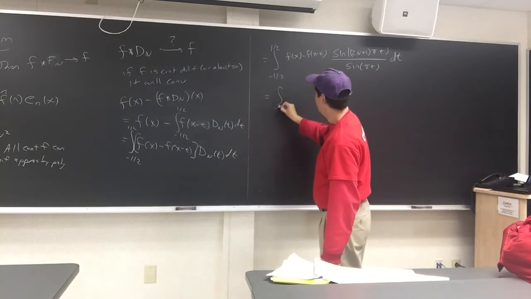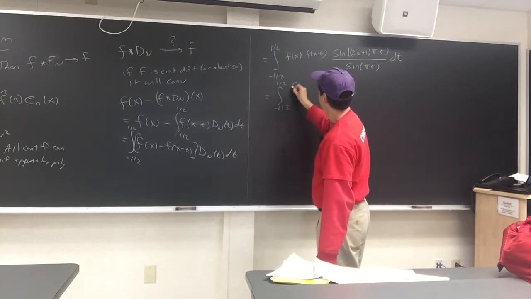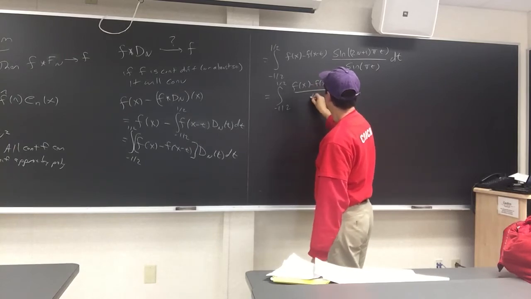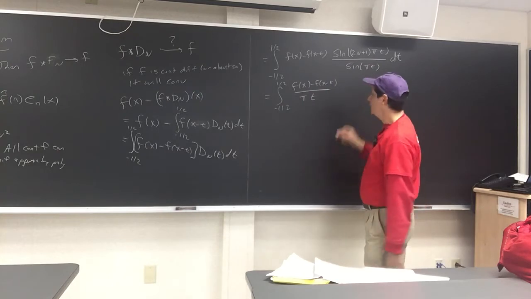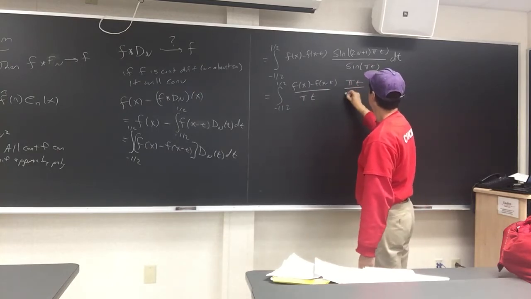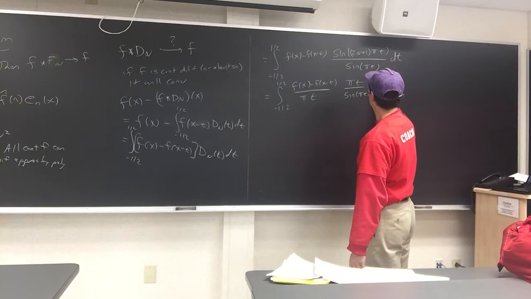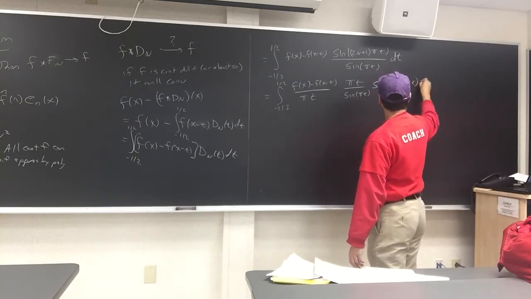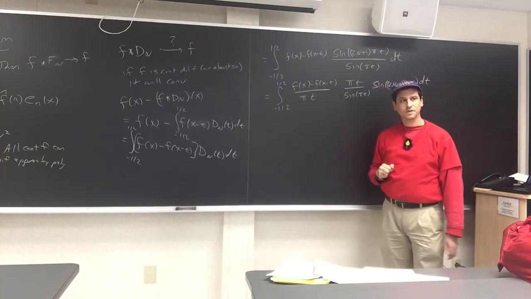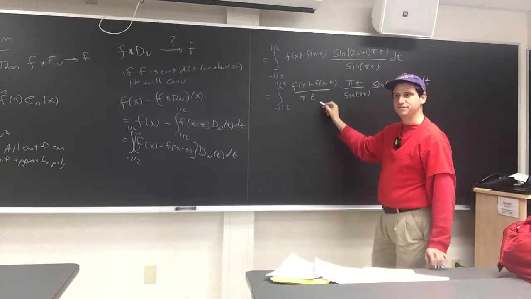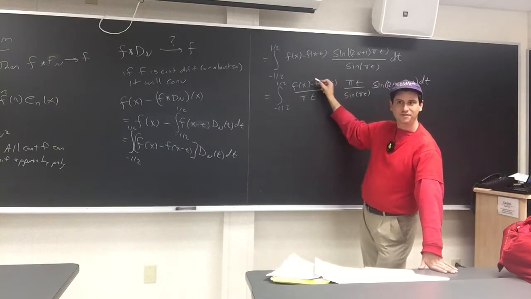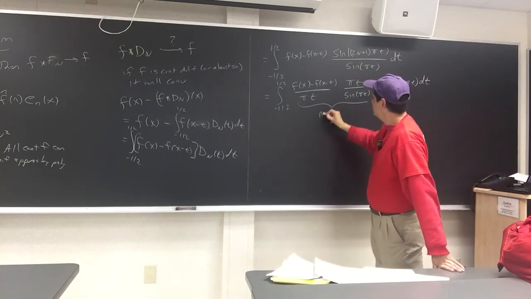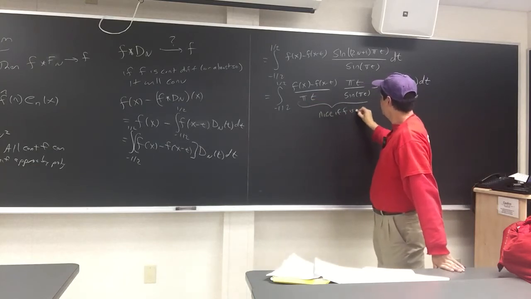So let's just multiply by 1. Integral from minus a half to a half, f of x minus f of x minus t over t. Well, I'll put the pi over there. Then I'll have a pi t over sine pi t, sine (2n plus 1) pi t dt. And now, if my function f is differentiable, this limit is well behaved. This limit is well behaved. And so if f is differentiable, this is nice.